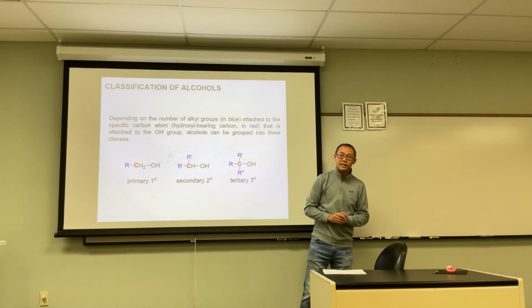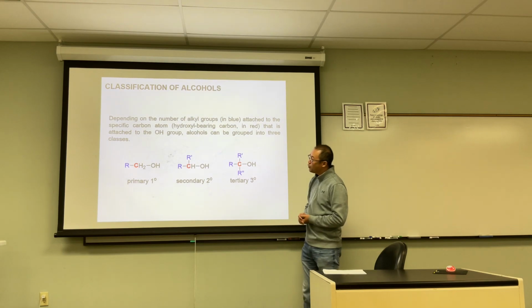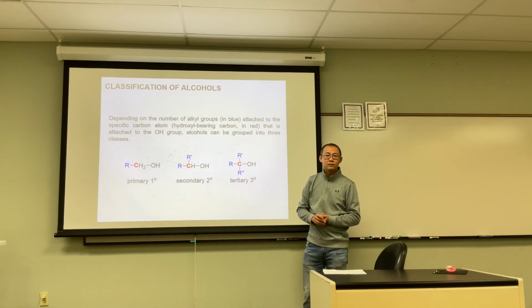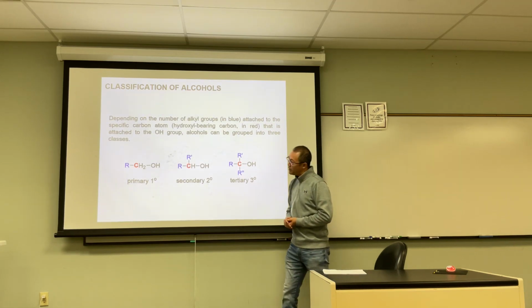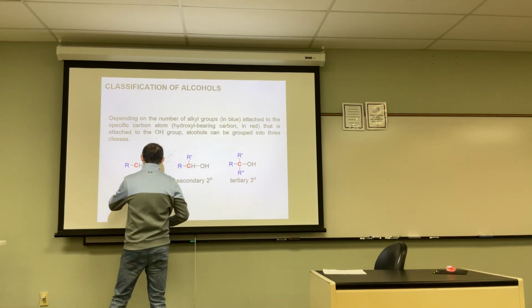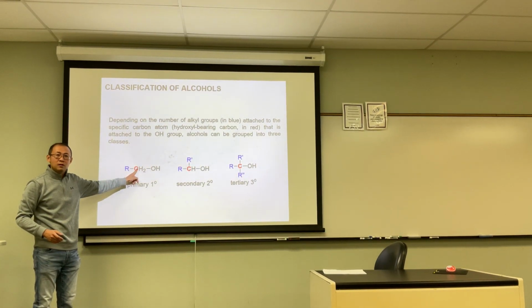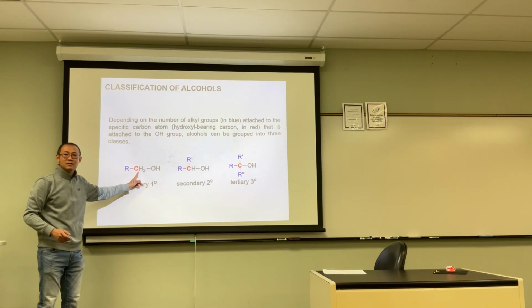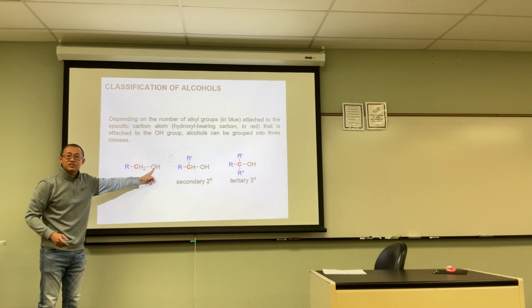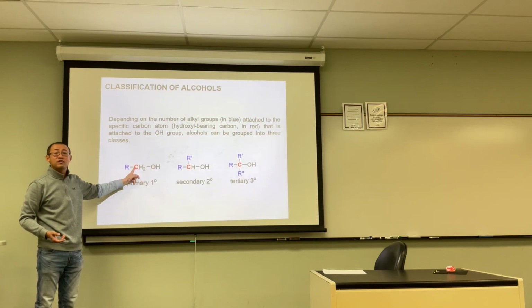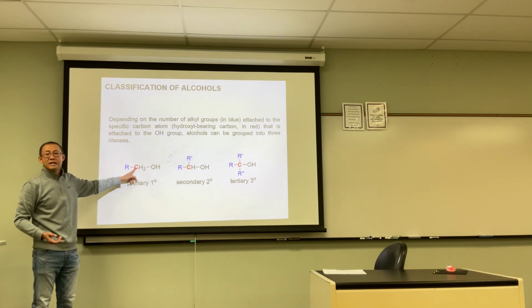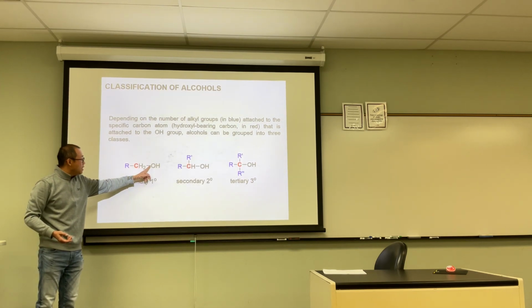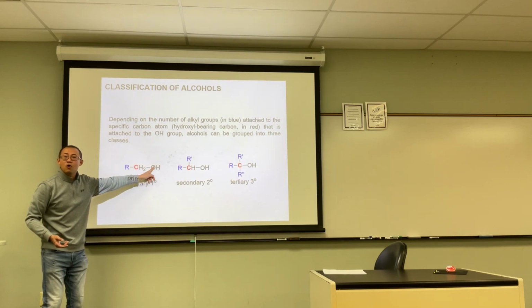Alcohols can be classified into 3 types, based on how many groups are attached to this carbon. What is this carbon? This carbon is the carbon oxygen is attached to. We actually have a name for this carbon. We'll call this carbon alpha carbon. What is an alpha carbon? This carbon is the carbon where OH is attached to.